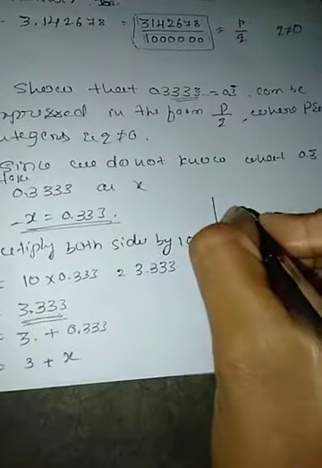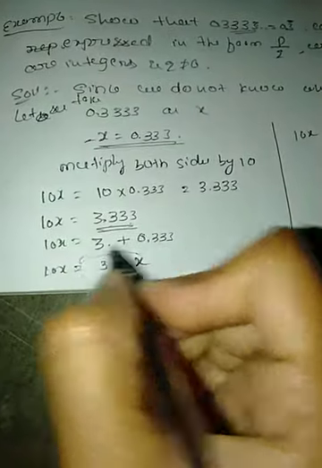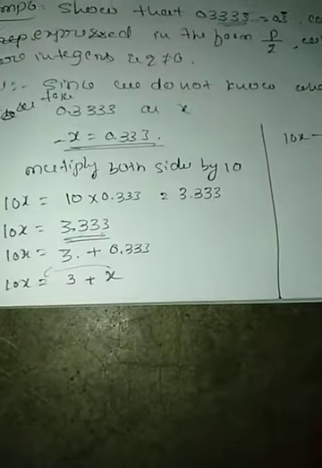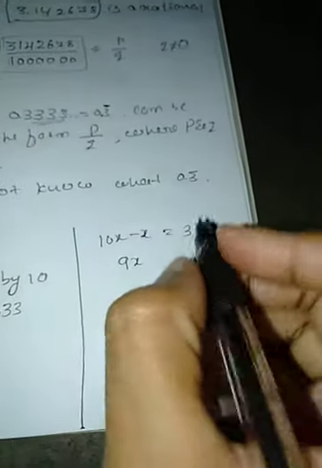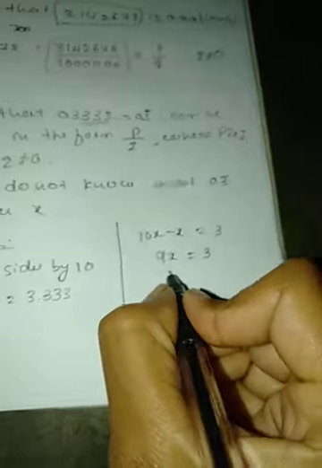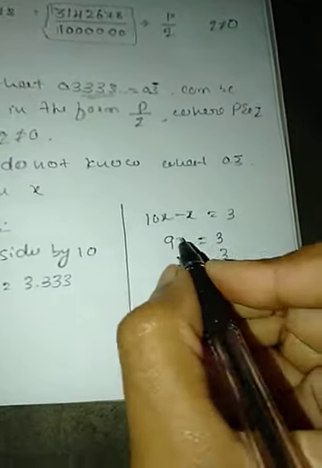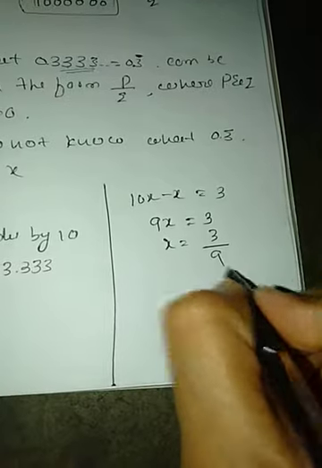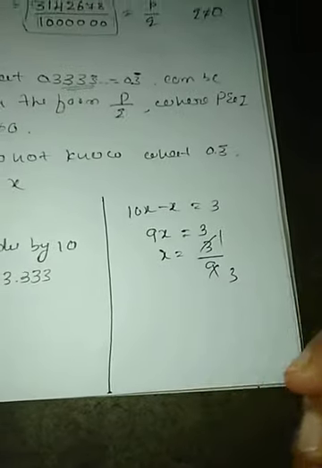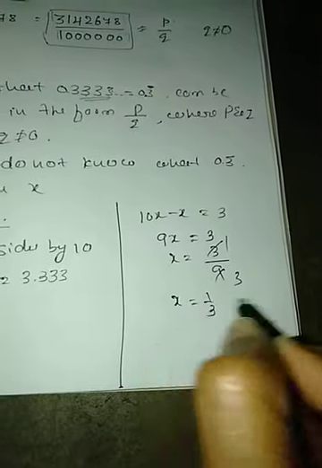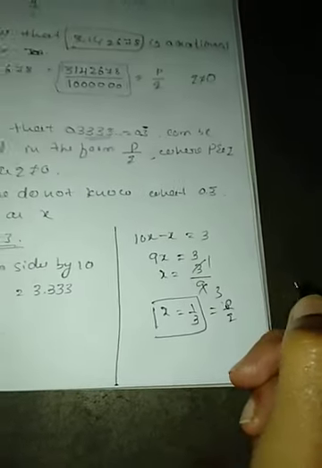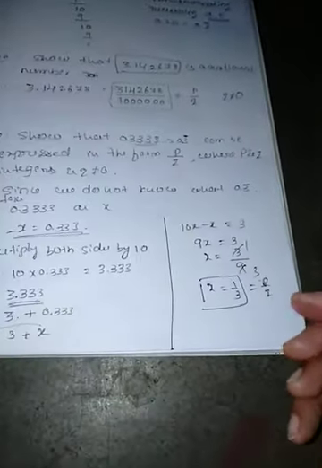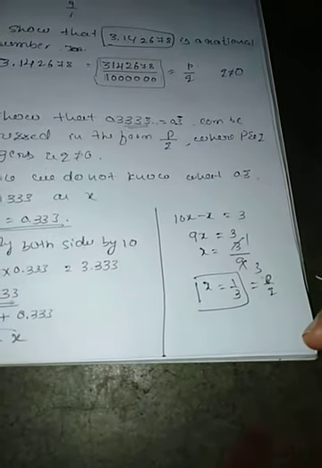So now in 10x equal to 3 plus x, this x shifts towards the LHS, we get 10x minus x is equal to 3. So 10x minus x is 9x. 9x is equal to 3. So x is equal to 3 by 9. This 9 will shift towards the RHS and become division. 3 ones are 3, 3 threes are 9. So x is equal to 1 by 3. So this is represented in p by q form, where p and q are integers and q must not be equal to 0. So this is a rational number.